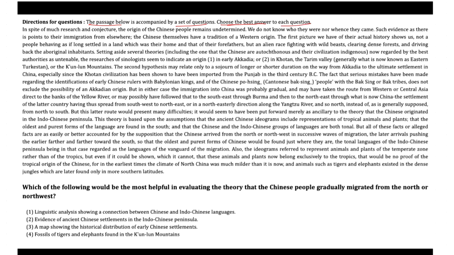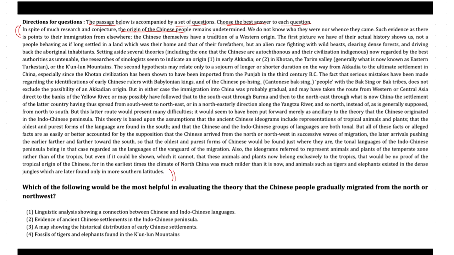So, what does the text point out, and what question does it ask? The text is all about the Chinese people's origin, isn't it? If you look at the beginning, it is pointed out clearly that the origin of the Chinese people is uncertain. So you can talk about the uncertainty of the Chinese people's origin.